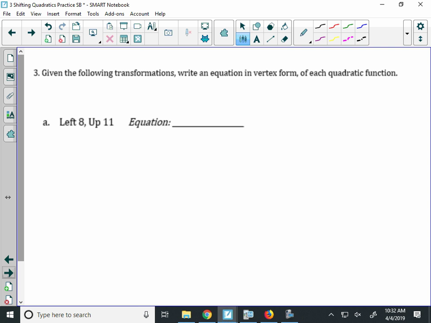Last one here, if you're writing an equation in vertex form, equations always start with y equals. Left happens inside the parentheses, and left movement has a +8. You square the parenthesis quantity, and up 4, up is outside, and it is the same sign that you expect, so +11.